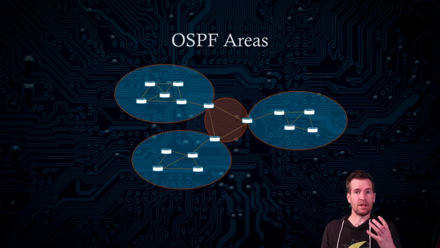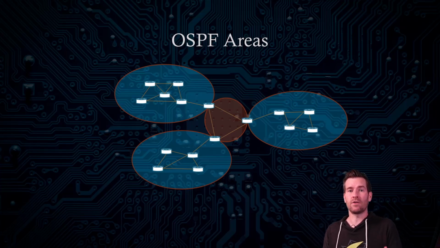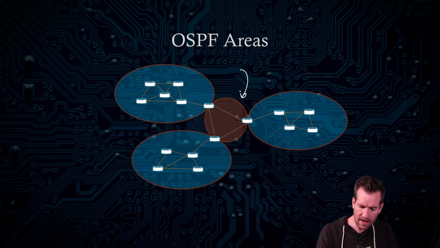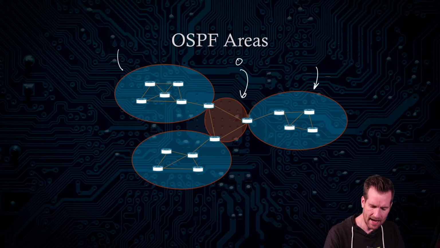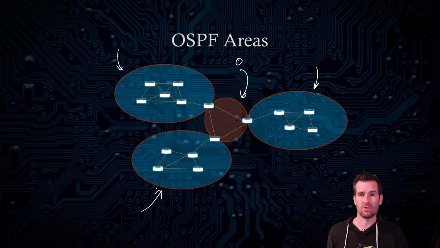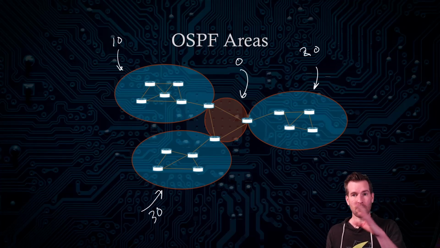This is an example of an enterprise topology that we may want to consider breaking down into several smaller areas. So in this example right here, we have a backbone area, and this would be our area 0. And then we have several side areas to this that are offshoots. So maybe we label this 10, 20, 30, or something. We come up with some area labeling for each one of these.